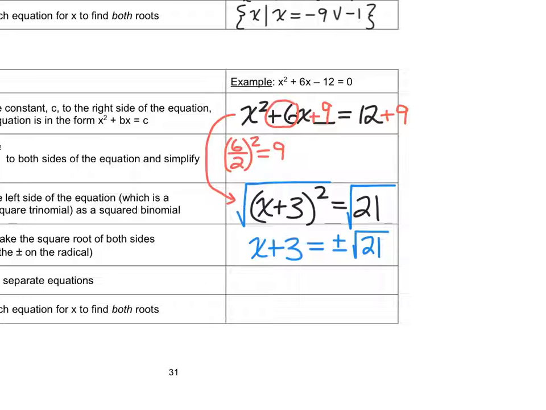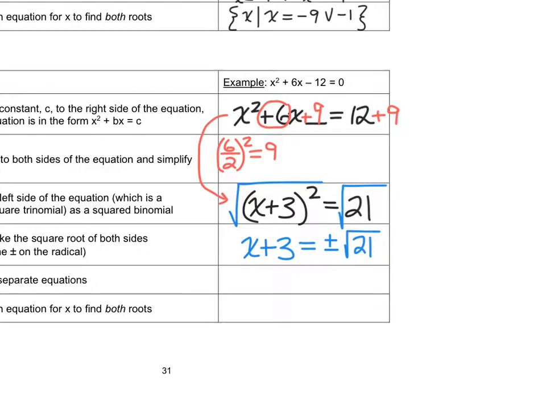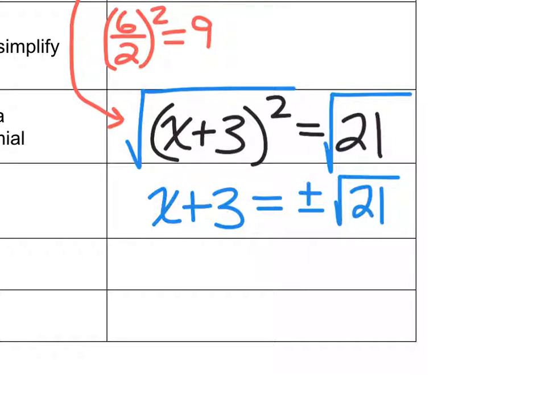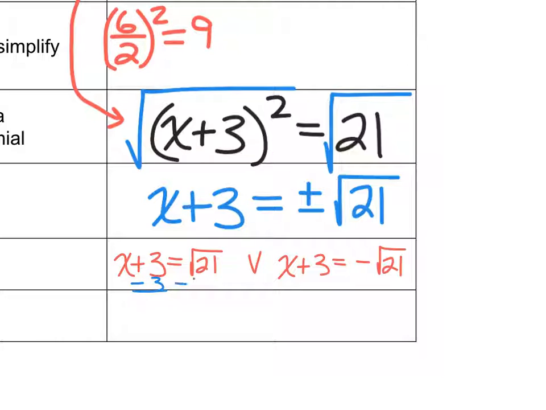All right, we're going to write it as separate equations. For that, I'll zoom in a little bit. X plus 3 equals the root of 21, or x plus 3 equals negative the root of 21. All right, and then solve. I'd be subtracting 3 from both sides in both cases.